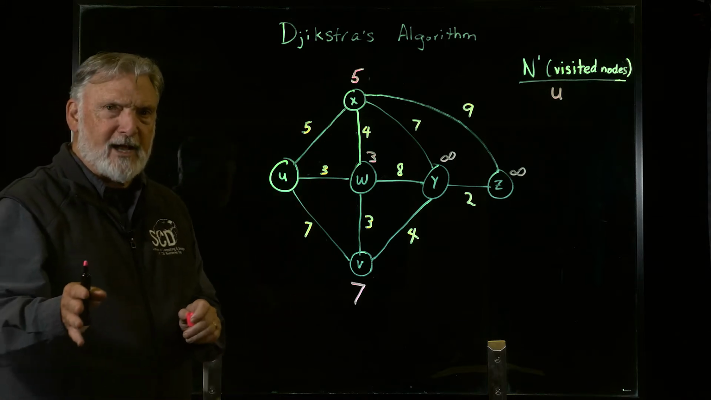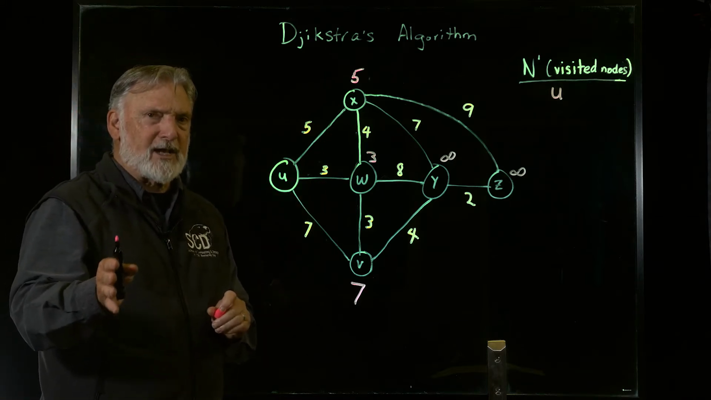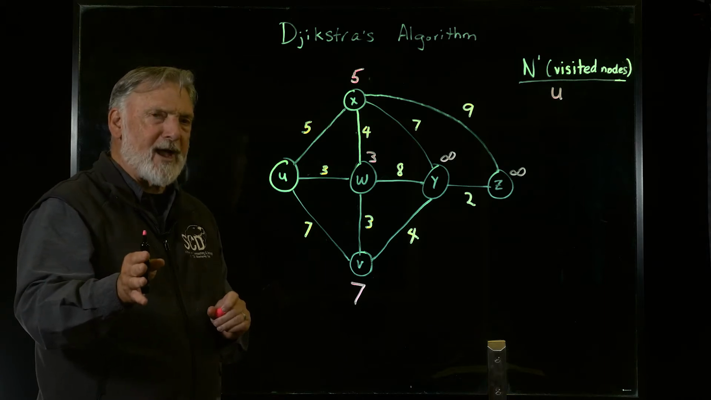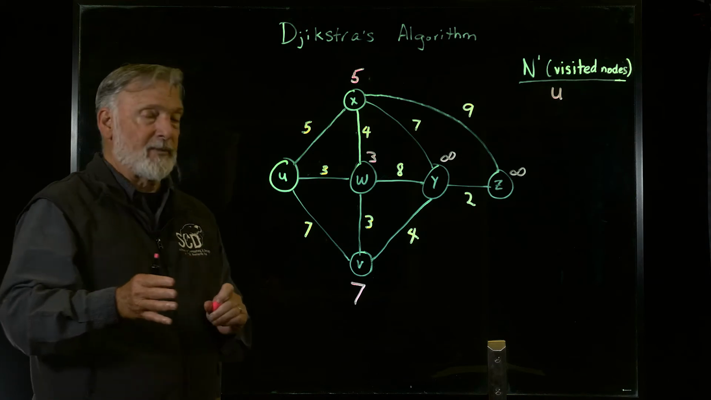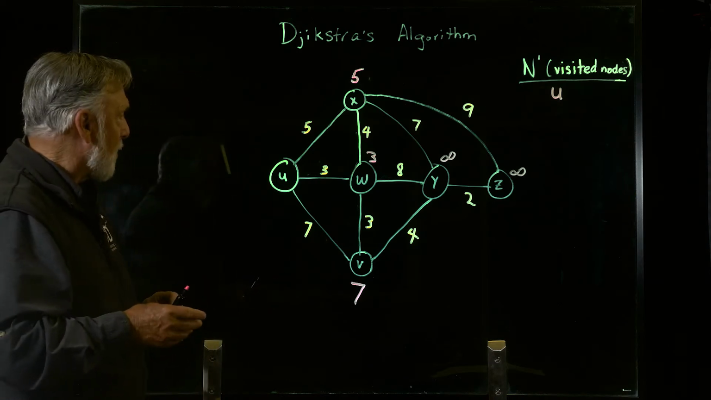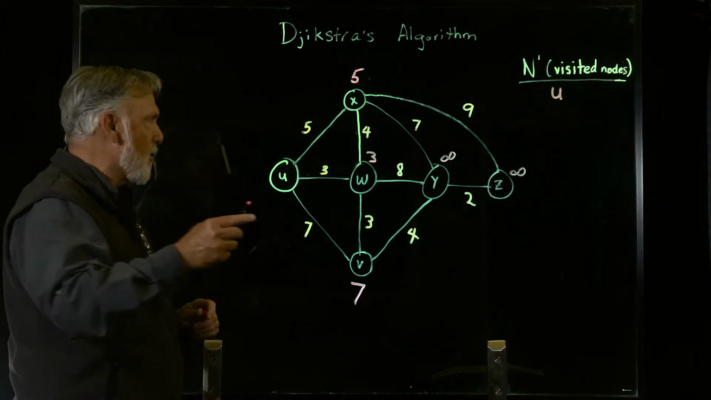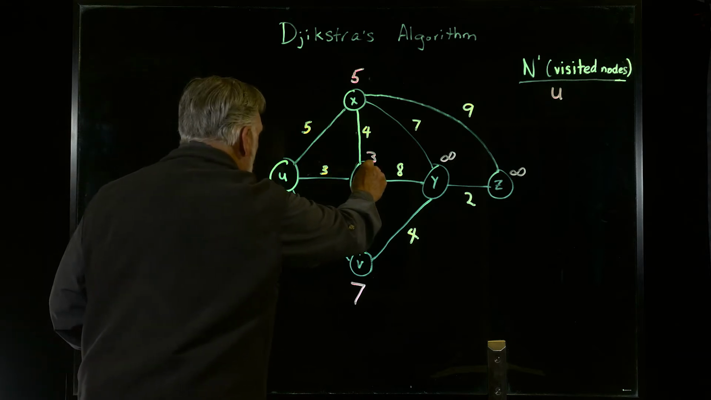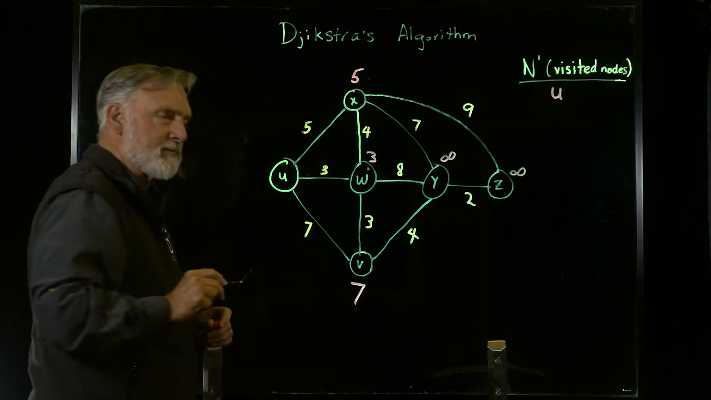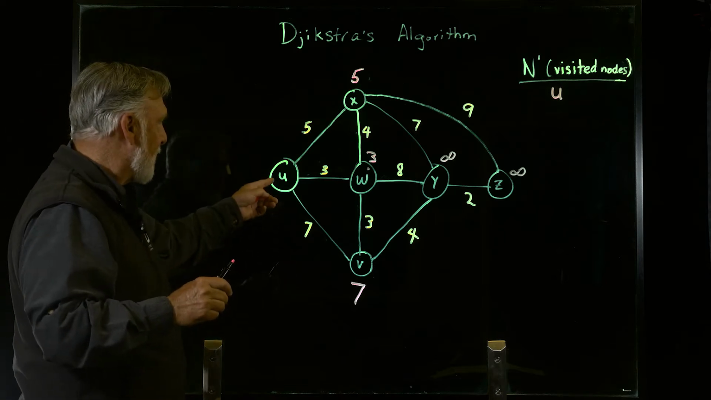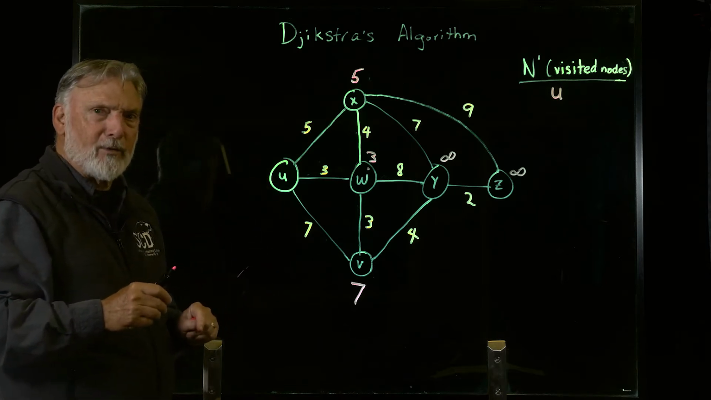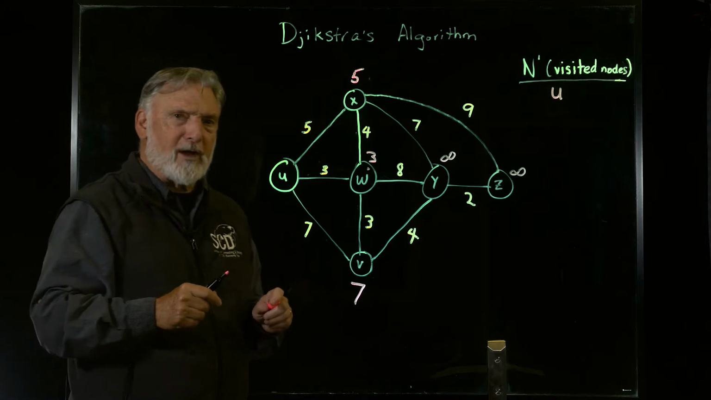So we're going to take an educated guess here. And we're going to say that probably the shortest path to most of the nodes is through node W. So we're going to visit node W, and we're going to call this the current node. And we're going to examine the distance from U going through W to all the other nodes.